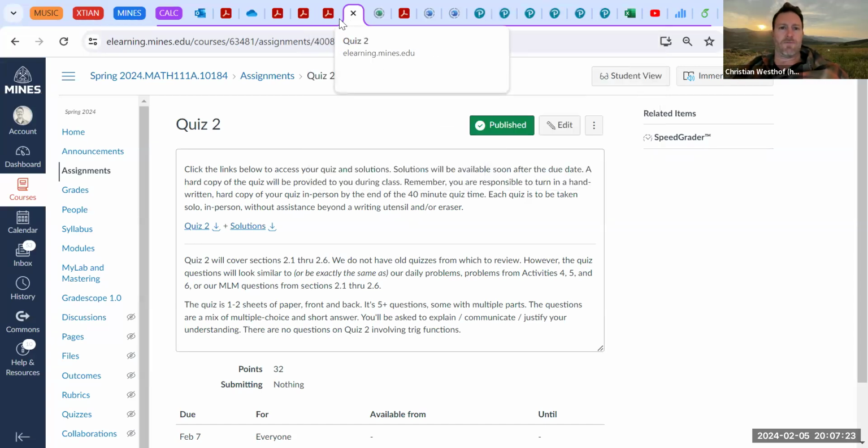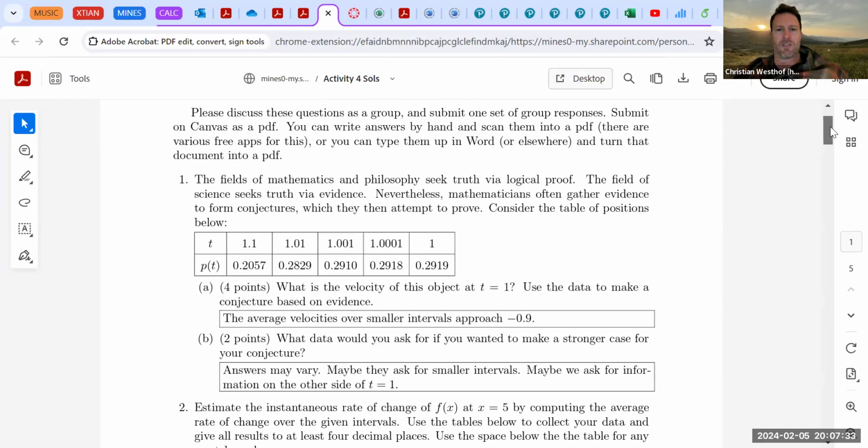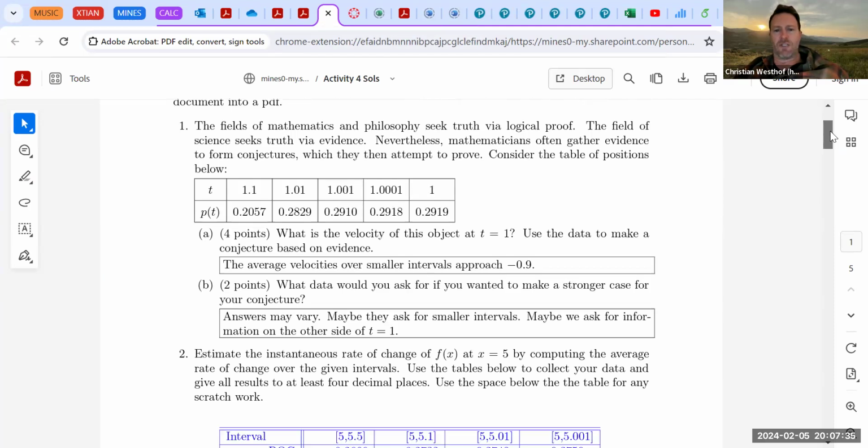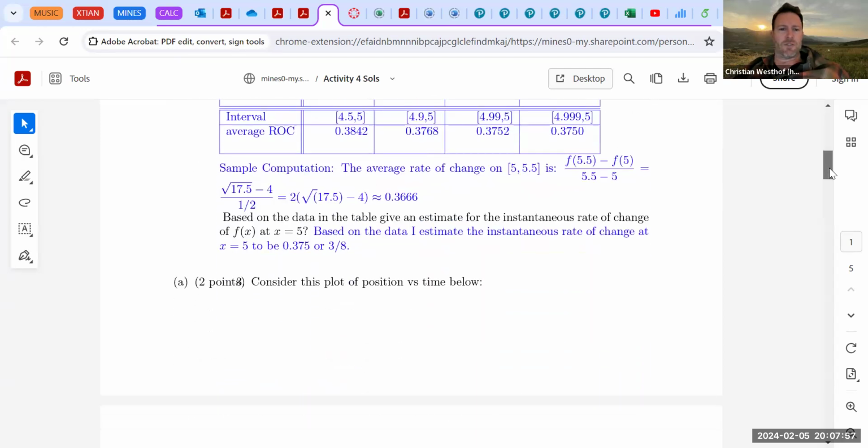So for activity 4, if we scroll down, we had questions about average rate of change in velocity. You're not going to have to calculate any average rates of change with numbers like this. You could be asked to calculate average rate of change similar to what was asked on quiz 1, but with numbers that you can calculate with, not any decimals like this.